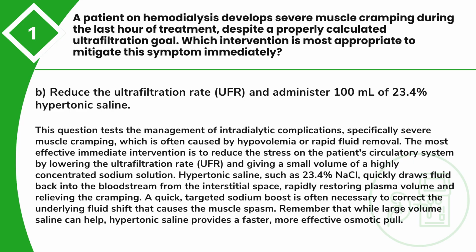Hypertonic saline, such as 23% NaCl, quickly draws fluid back into the bloodstream from the interstitial space, rapidly restoring plasma volume and relieving the cramping. A quick, targeted sodium boost is often necessary to correct the underlying fluid shift that causes the muscle spasm. Remember that while large volume saline can help, hypertonic saline provides a faster, more effective osmotic pull.